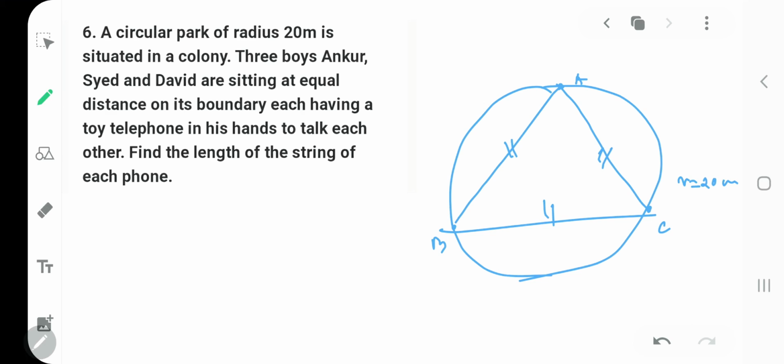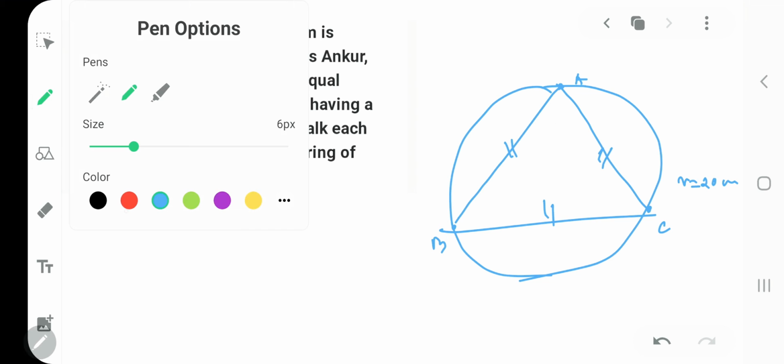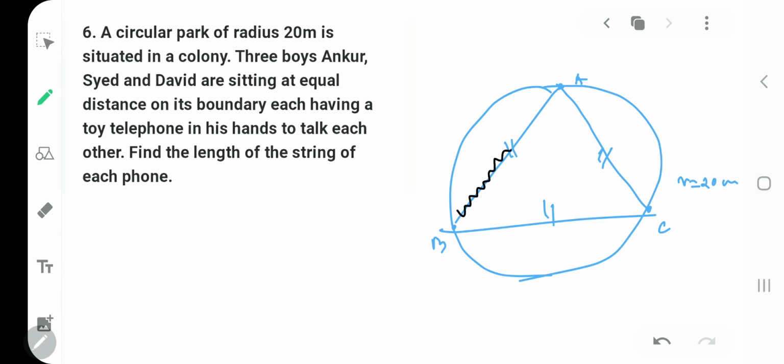At equal distance on its boundary, each having a telephone in his hand to talk to each other. Find the length of string of each phone. That means you have to find the distance of AB. That's the string between A and B, that is Ankur and Said, and AC, that is Ankur and David. Now any one side if you find, because they are sitting at equal distances, you have to just find one side and you will get all the rest two sides also. So how will we find it?